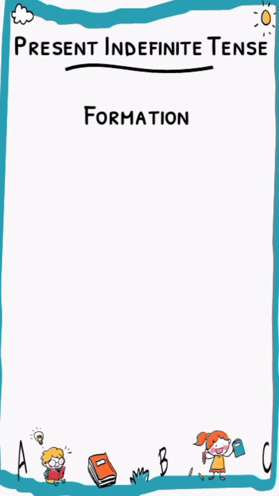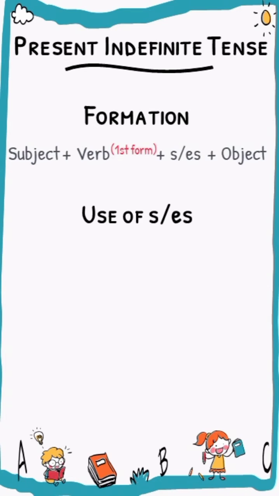Present indefinite tense. Its formation is subject plus first form of verb plus s or es plus object. Now we see use of s or es.